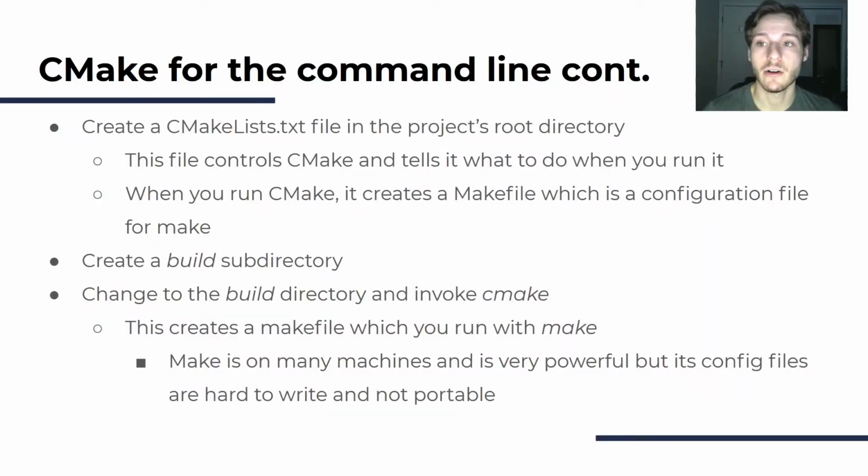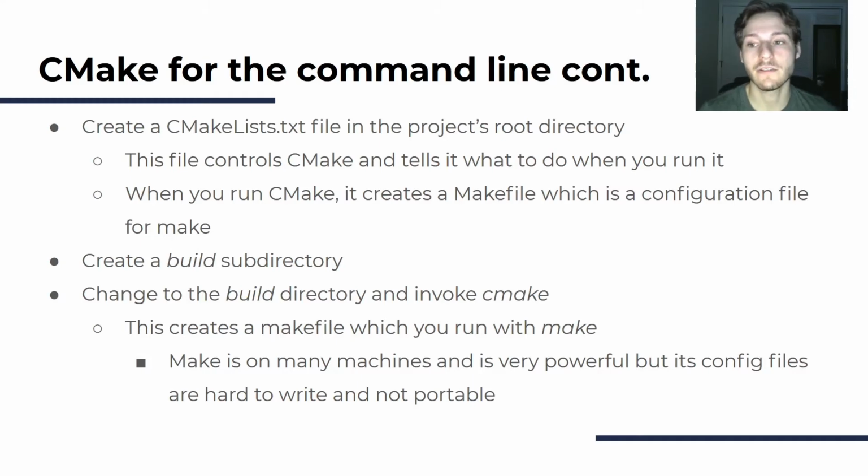Now we're actually going to go over how someone would use CMake in the command line. To begin with, you have to create a CMakeLists text file in the project's root directory. This text file controls CMake and tells it what to do when you run it. And when you run CMake, it creates the makefile, which is a configuration file for the make command.